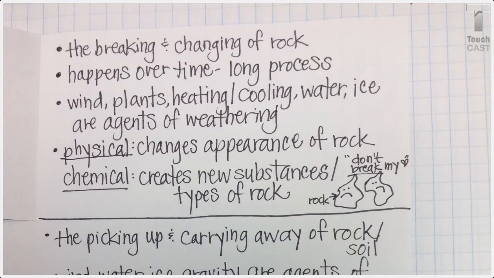I can have physical weathering, which is changing the appearance. I go from a large piece of rock to a smaller piece of rock. But then I can also have chemical weathering, and chemical weathering is going to create a completely new substance. So what are some agents of weathering? Wind, plant roots, heating and cooling. I can have something called ice wedging, where water seeps down into cracks and freezes, and it acts like a wedge and breaks those rocks apart. Those are all agents of weathering, and they can either be mechanical weathering, which changes the physical appearance, or chemical weathering, which changes the type of substance.